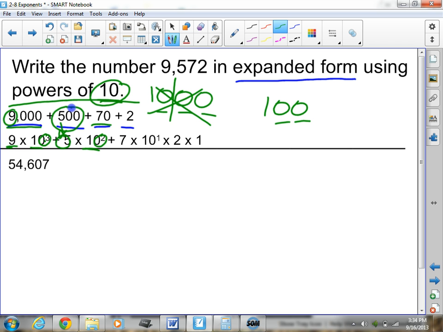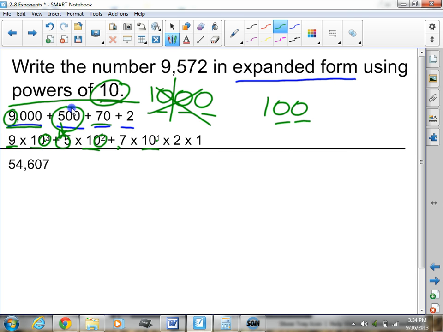Then look at my next number, 70. 7 is my number. 7 times 10 is 70. So I have 10. How many zeros are in 10? There's 1. So I'm going to put 1 as my exponent. Then 2 times 1. You don't need any zeros on that one.